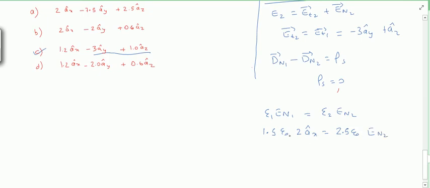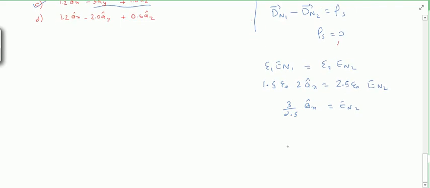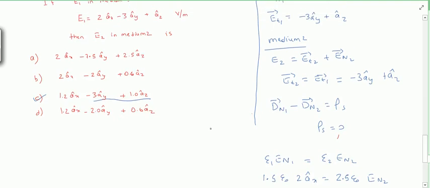If you solve this, 1.5 divided by 2.5 and multiplied by 2, it will be 3 by 2.5 ax cap equals en2. So if you solve this, you will find that en2 will be 1.2 ax cap. So this is the correct option.